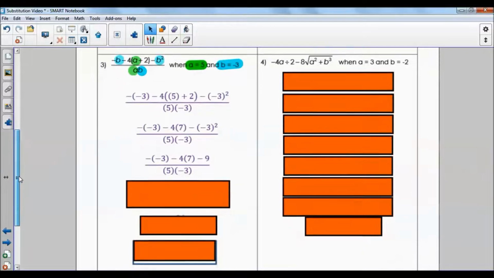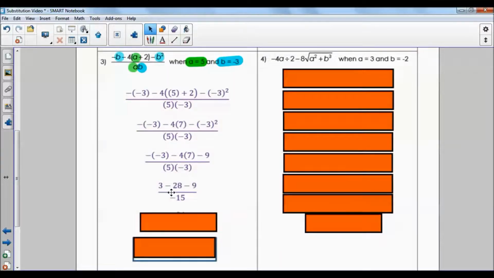Okay, next part we're going to multiply. So on the top, 4 times 7 is 28, and we keep that minus in front. This is actually also a multiplication. It's really like -1. This right here is like a -1 times -3, which gives us a positive 3. Okay, and then 4 times 7 is 28. On the bottom, 5 times -3 is -15. So then we had to finish up the top part of this. 3 minus 28 minus 9 is -34.